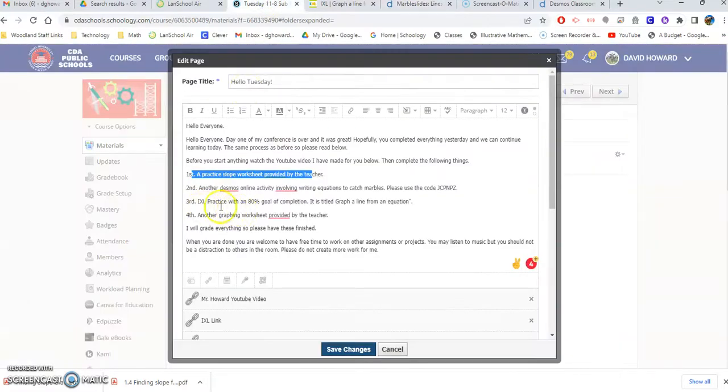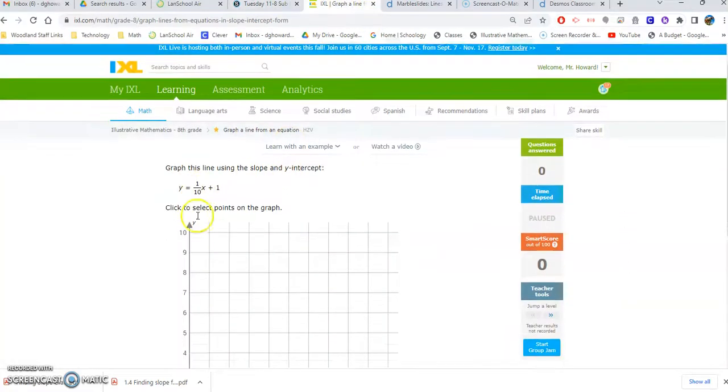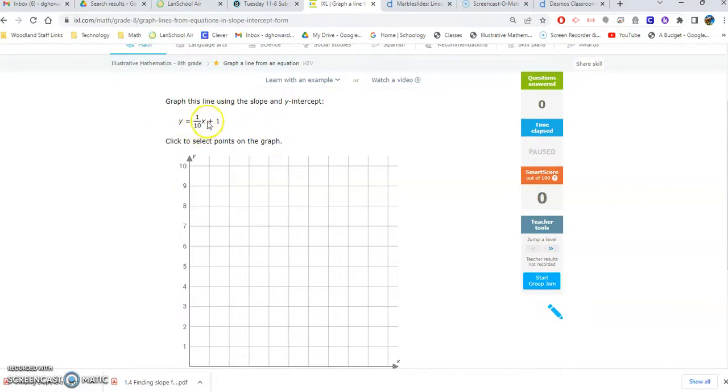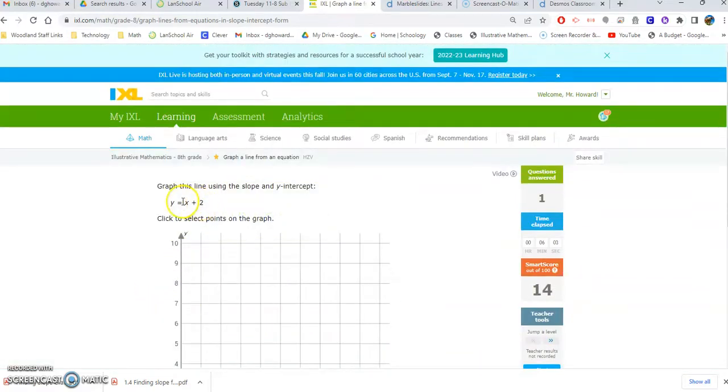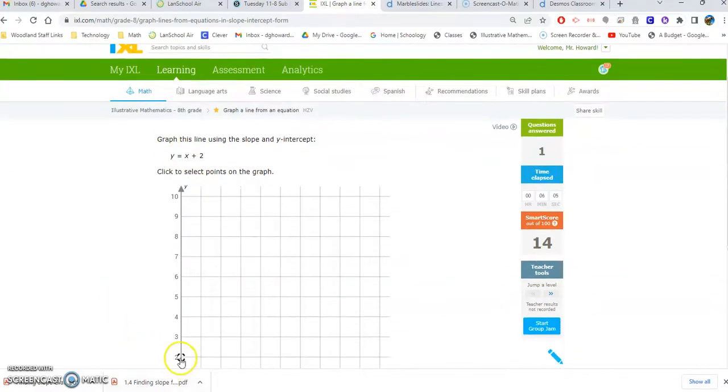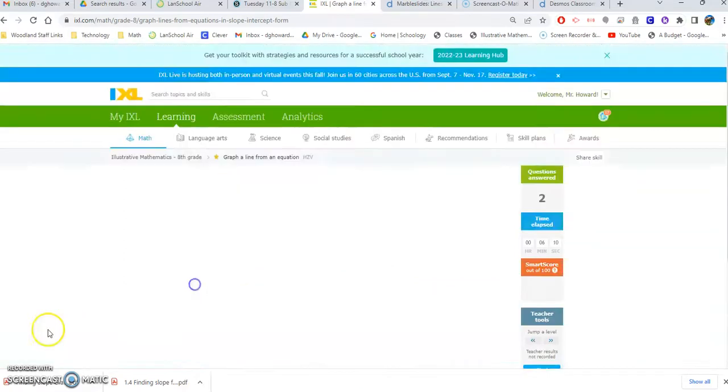When you're done with that, you're then going to go to IXL and practice graphing. It looks like this, and it says here's the equation, y equals 1/10 x plus 1. Now remember, they're kind of backwards. We usually do 1 plus 1/10 x. So for example, you start at 1, and you go up 1 over 10. 1, 2, 3, 4, 5, 6, 7, 8, 9, 10. Click. Start at 1, up 1 over 10. This one you start at 2, and there's a hidden 1 there. So you start at 2, and you go up 1 over 1, up 1 over 1, up 1 over 1. And you check that one.